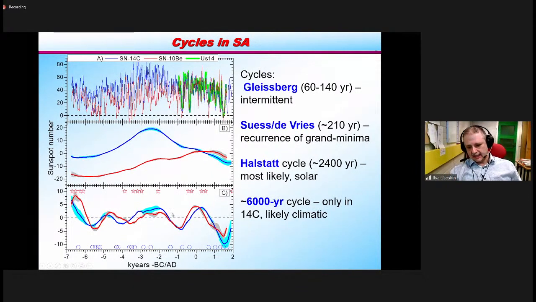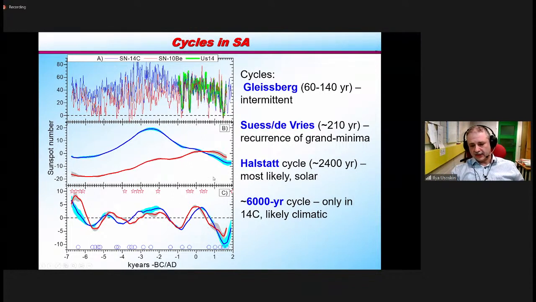The Hallstatt cycle, which is shown on the bottom panel, is amazingly exactly the same in the radiocarbon data, the blue curve, and beryllium-10 data, the red curve. It's synchronous and very stable, which implies that most likely it's the production. So it's either the geomagnetic field or solar activity, and we don't know any cycle like this in the geomagnetic field.